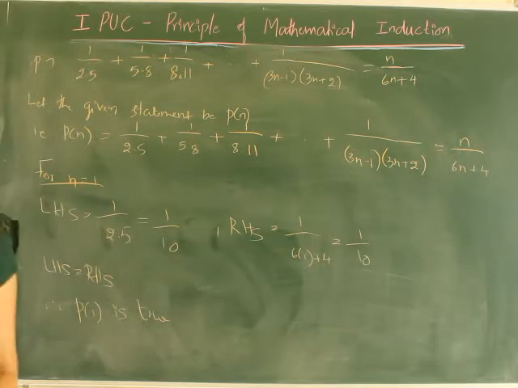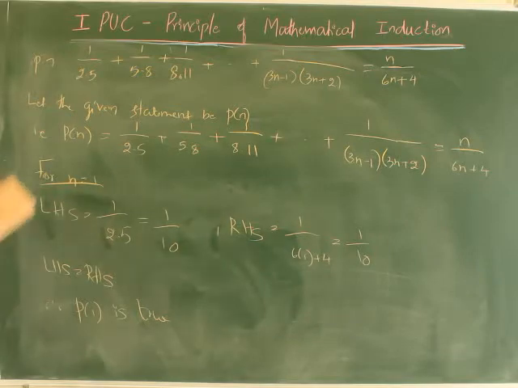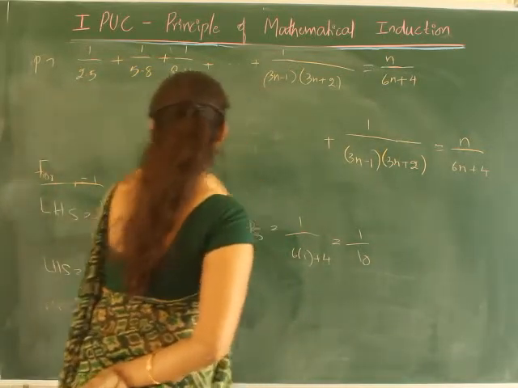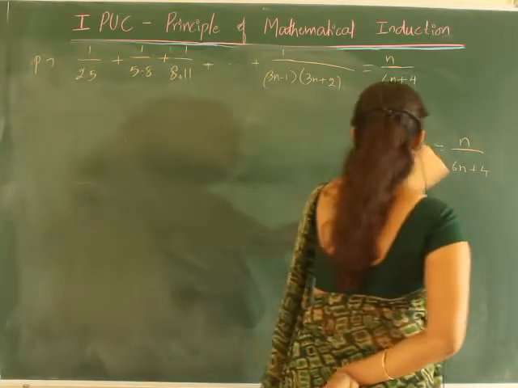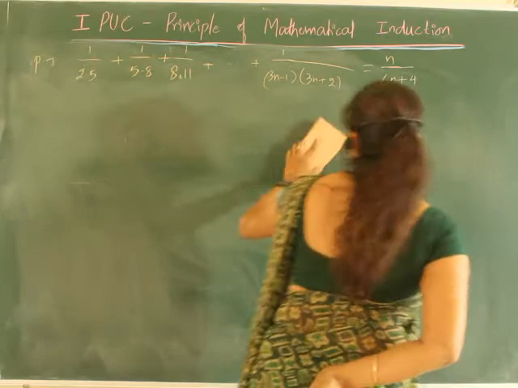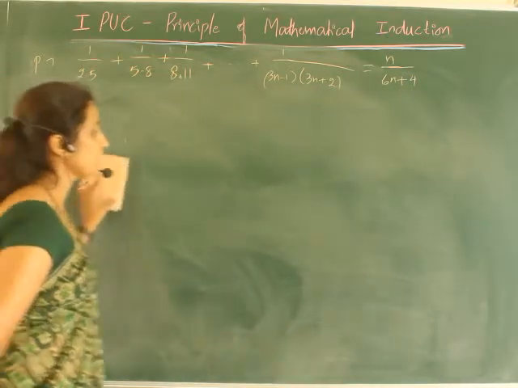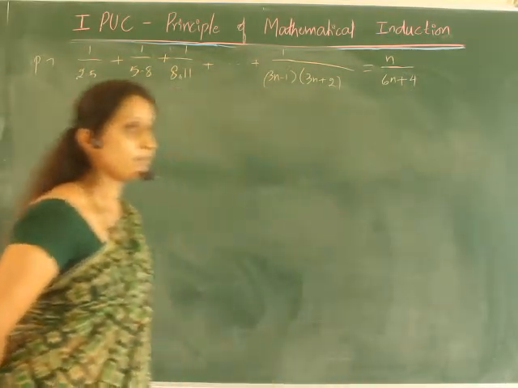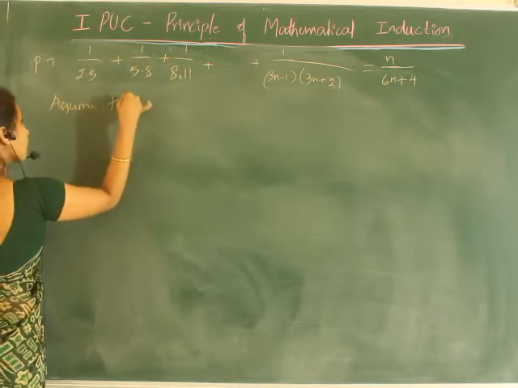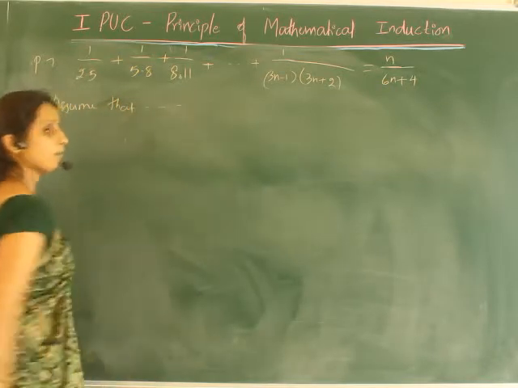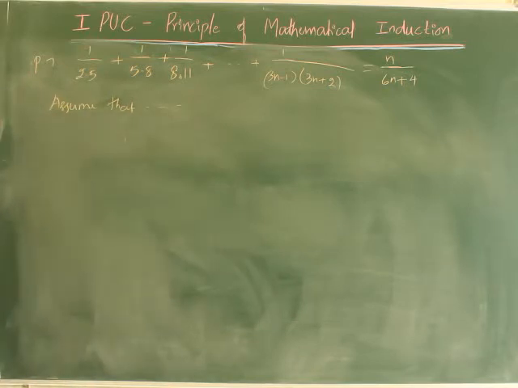Therefore the conclusion is P of 1 is true. Next, we have to assume that the given statement is true for some positive integer k. We have checked for n is equal to 1. Next is assume that the given statement is true for some positive integer k.